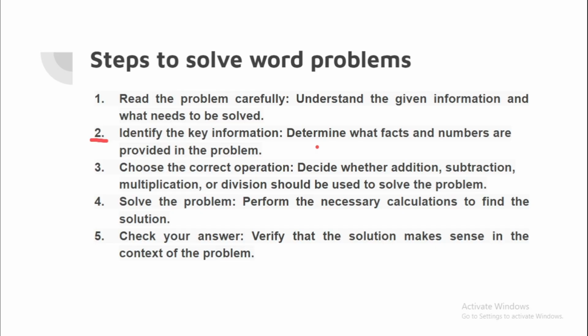So let's say in the problem there's numbers 5 and 13. In your problem, you shouldn't have 17 and 33 because I wouldn't understand how you would get that. Number 3, choose the correct operation. Operation just means addition, subtraction, multiplication, division, or any type of thing that will change a number.